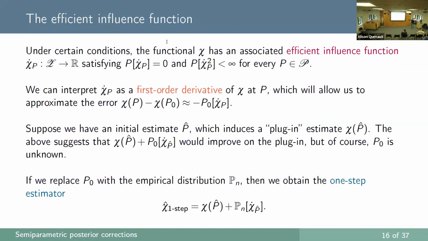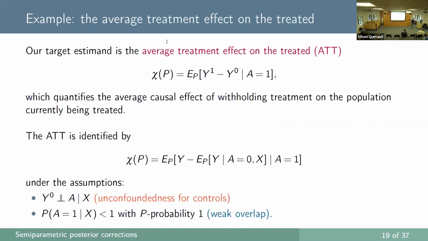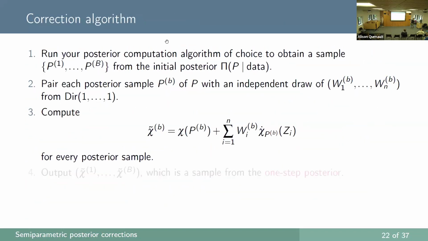This is what we did in the frequentist setting. We had this p hat, we plugged that into chi, and then we took the sample average of the efficient influence function. So instead of having these random probability weights, it's just fixed 1 over n weights. Here, instead of those fixed 1 over n weights, we have these random Dirichlet weights. We take the initial thing that's already random, and we add some more randomness in the second part. And that's it. These chi tildes are now drawn from what we call the one-step posterior. One step, again, is inspired by the one-step estimator, which is inspired by the Newton-Raphson algorithm.